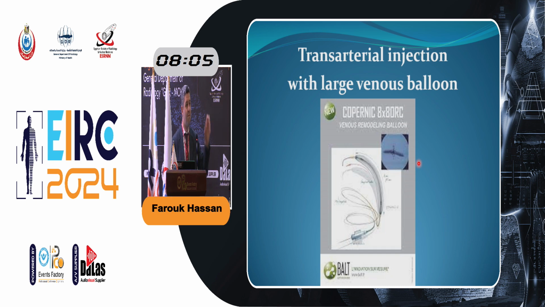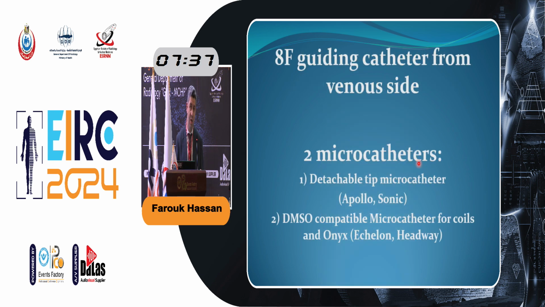the venous balloon, which is a Copernic balloon that is not available in Egypt. So we have other options. Maybe we can inflate PTA peripheral balloons. They don't have the same compliance, and they don't have the same safety like the Copernic balloon, because they are angioplasty balloons. But if we are sure that the sinus is not functioning, we can go and occlude the sinus safely, because we know that the sinus is not functioning, so we will not have a venous infarction.